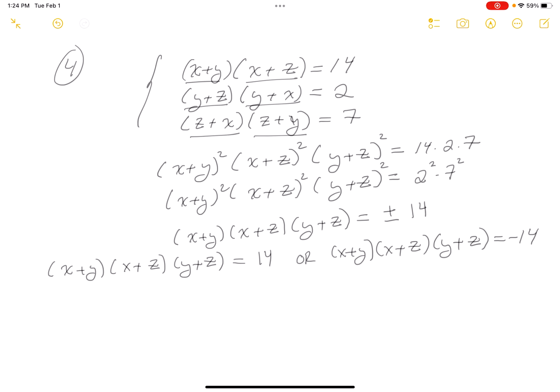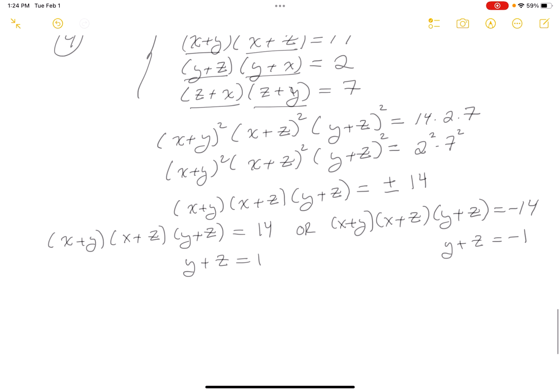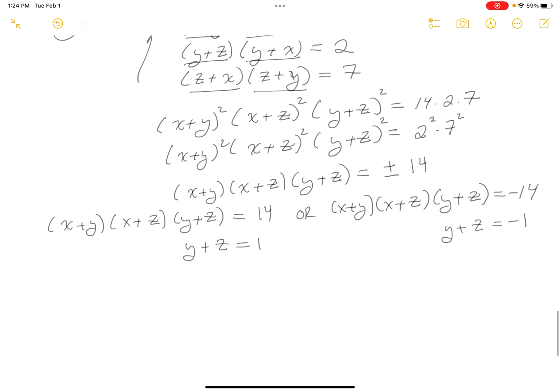Right, so I'm going to look at the first equation. And the first equation says, this one over here, x plus y and x plus z is 14. All right, so what does that mean? It means y plus z must be 1. Now, what does this one say over here if I did this? This would mean y plus z equals minus 1. That's not so bad. Let's keep going. Let's do the next one. And what's the next one say? Y plus z. Again, I'm looking at this. Y plus z and y plus x. So now I know x plus z.